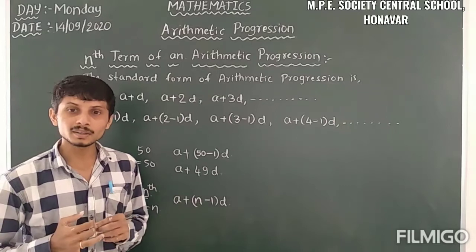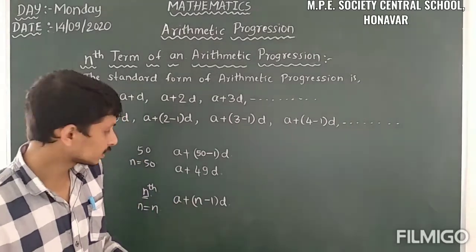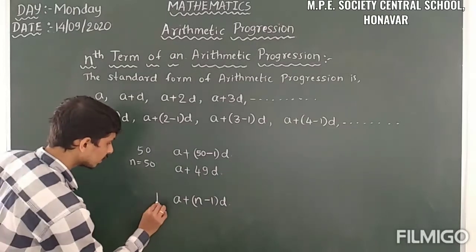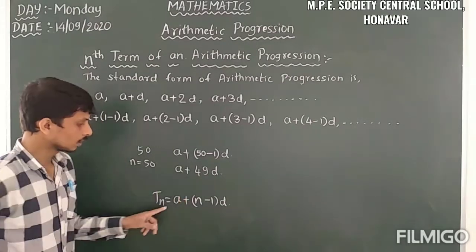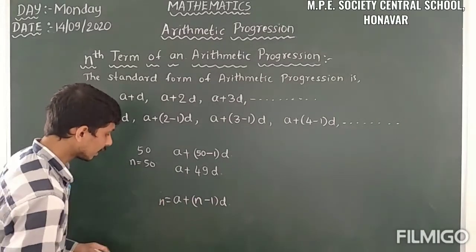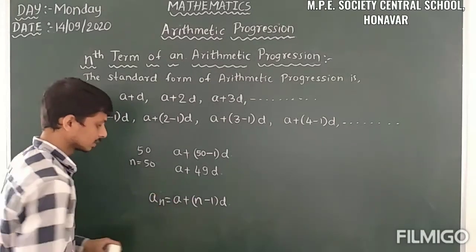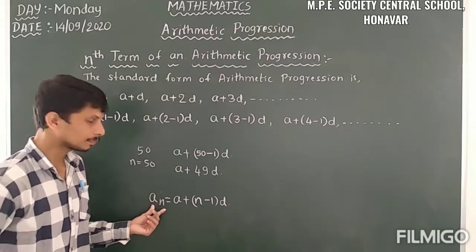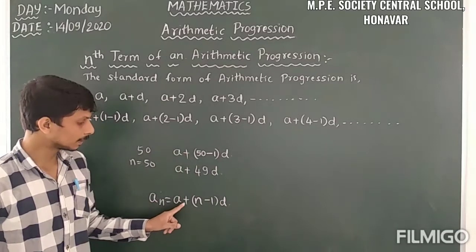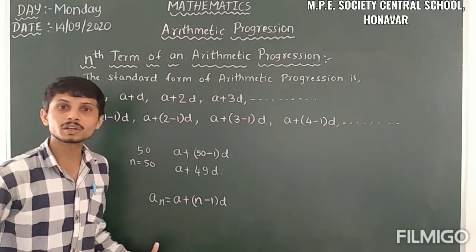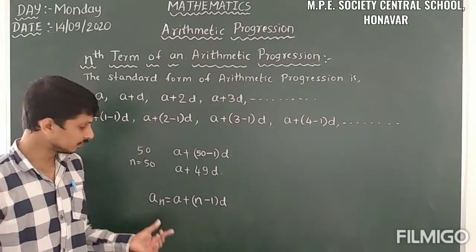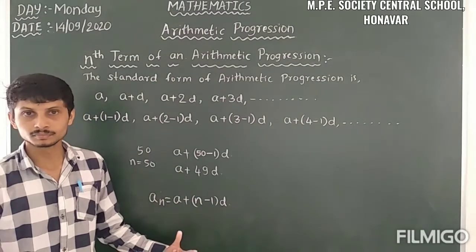So this is the standard form of the arithmetic progression. We have to represent it as Tn is equal to a plus n minus 1 into d, or we can simply call it an. That means a1, a2, a3, a4 like that. So here an is equal to a plus n minus 1 into d. Tn we also call an, but most commonly we use an.